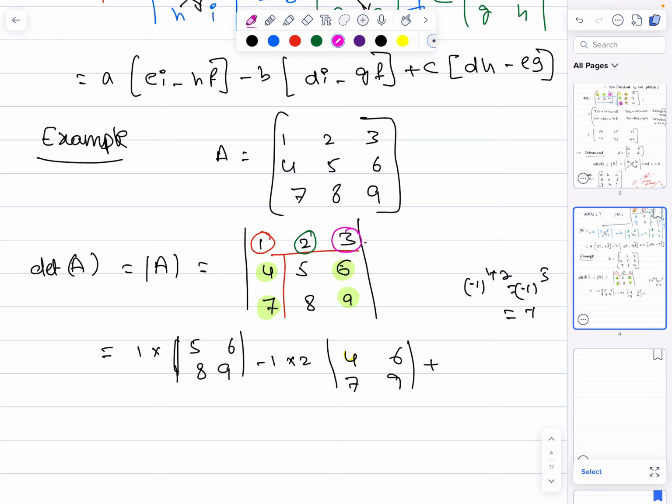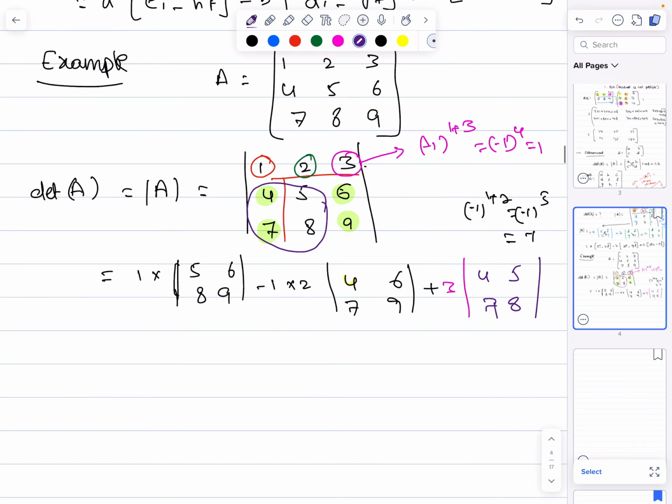Similarly, the other one is plus, because 3 is in the first row, third column, therefore 1 plus 3, which is equal to 4, minus 1 whole power 4 is 1, therefore plus 3 times the respective submatrix. If you look at that, the corresponding submatrix is this one, that is 4, 5, 7, 8.